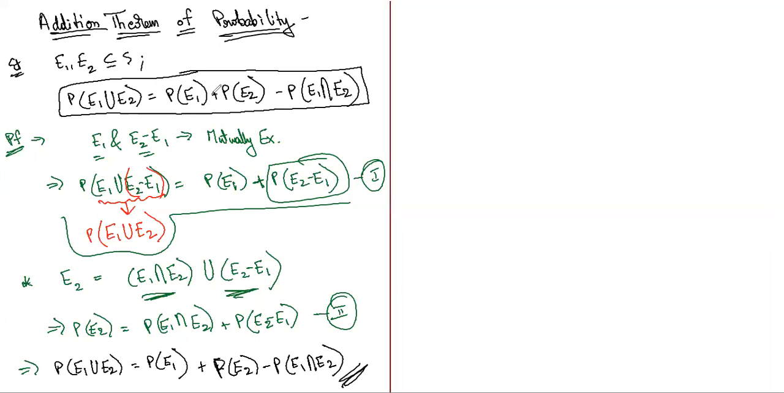This is quite important. Here you can also observe that you can verify the third axiom. If E1 intersection E2 is a null set, then they become mutually exclusive. P of phi is 0, so by removing this term you get the third axiom back. Verify the third axiom. Okay.